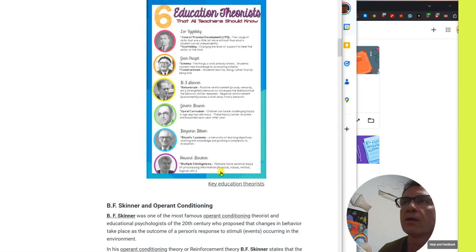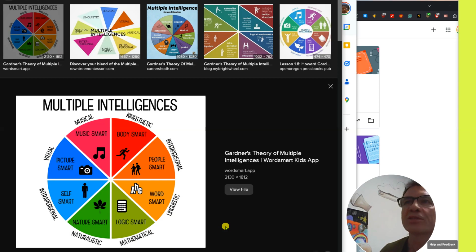And then the last essential education theorist, Howard Gardner, the multiple intelligences theory that, again, I'm sure you have come across. And it looks something like this. So instead of saying a student or a person is smart from a high IQ score, intelligence quotient, we're saying there's different areas of intelligence.